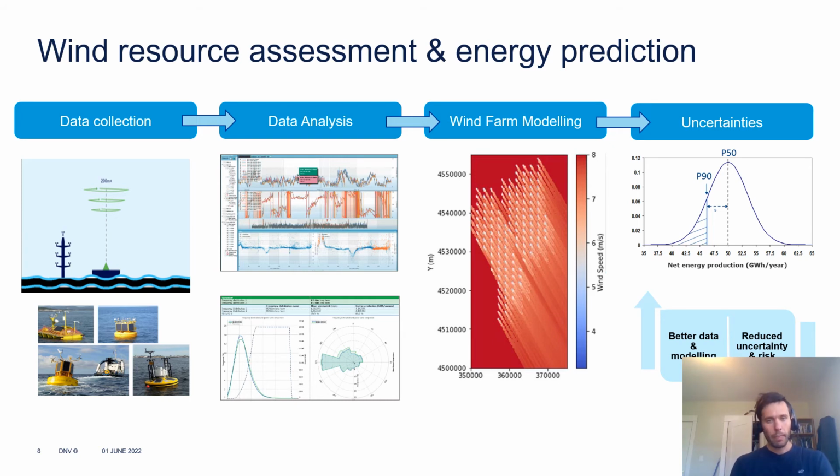Then we model the wind farm based on the layout we have developed. We model the wind farm, and this way we can model the energy that will be produced by each wind turbine, taking into account the wake effect, the specific power curve of each wind turbine. And then based on this, we can have a precise wind production forecast, energy production forecast, and also estimate the uncertainties.